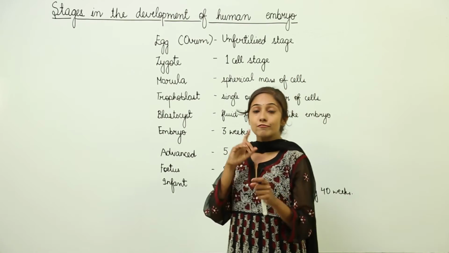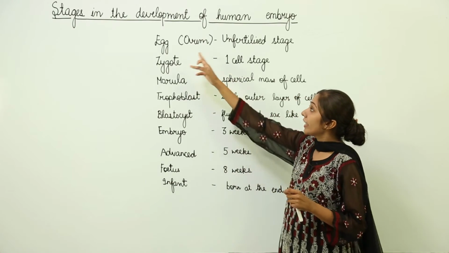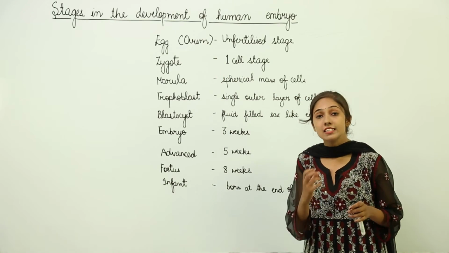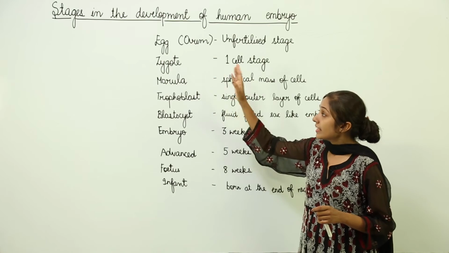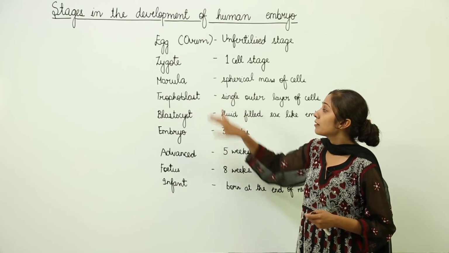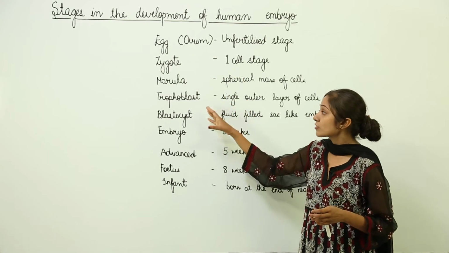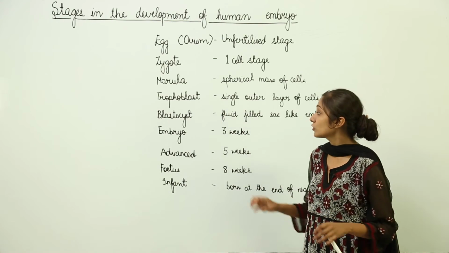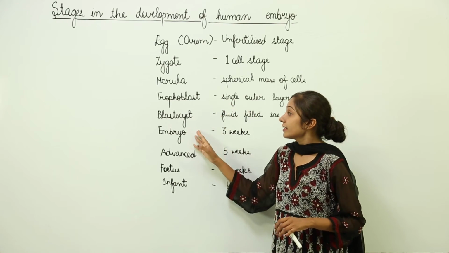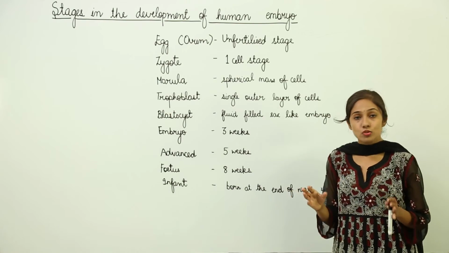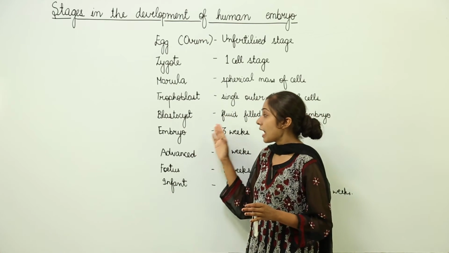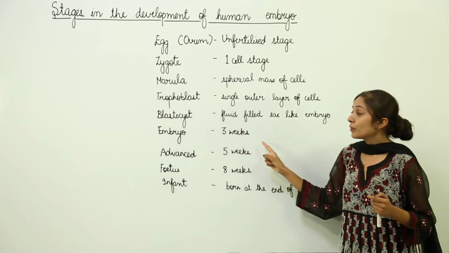Just remember, first, the unfertilized stage we have is egg or ovum, the first fertilized stage we have is the zygote, then zygote further divides to form morula, morula further divides to form trophoblast, trophoblast has a large cavity inside also, and then we have blastocyst, then this blastocyst gets implanted in the uterus, and after this we have embryo at the 3 week stage.